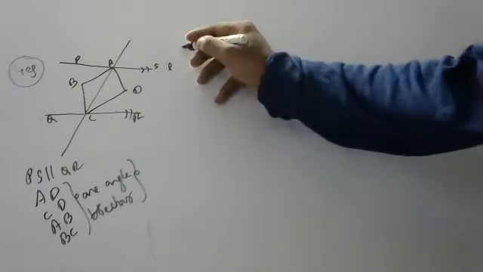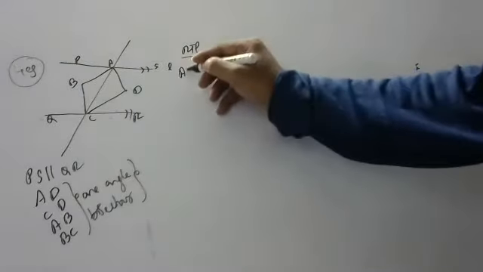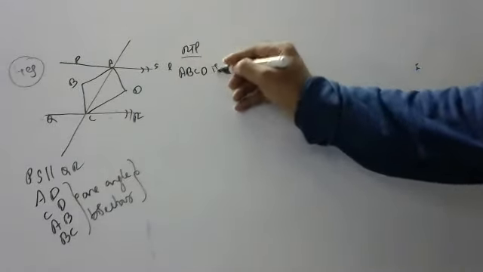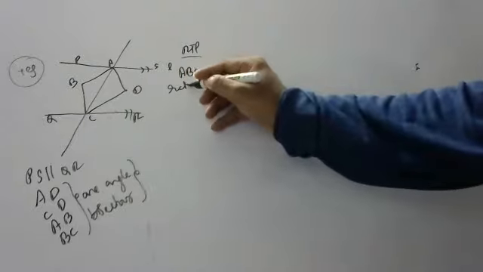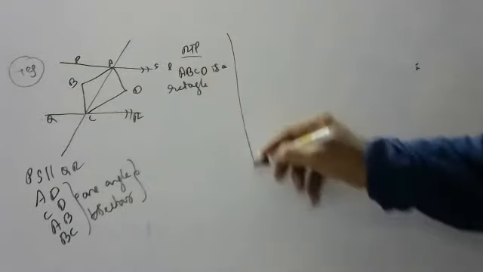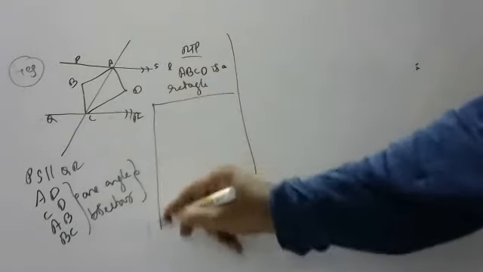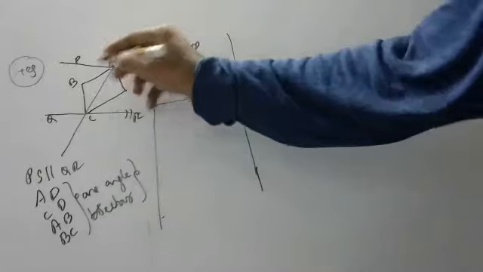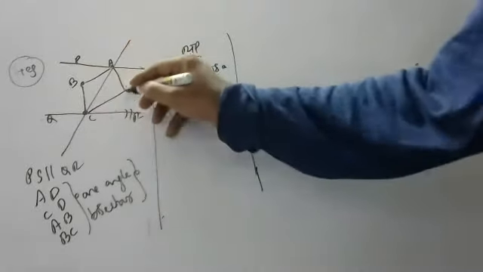Okay, so what is required to prove? We have to prove that ABCD is a rectangle. Children, ABCD is a rectangle, we have to prove.